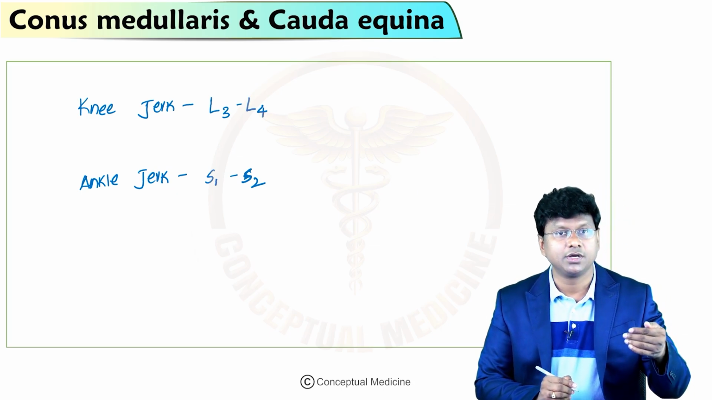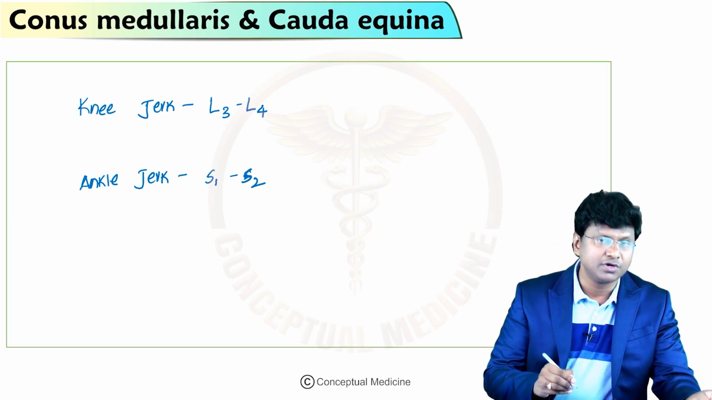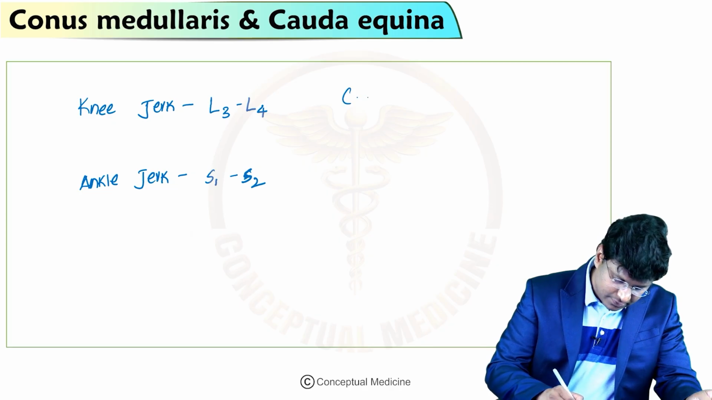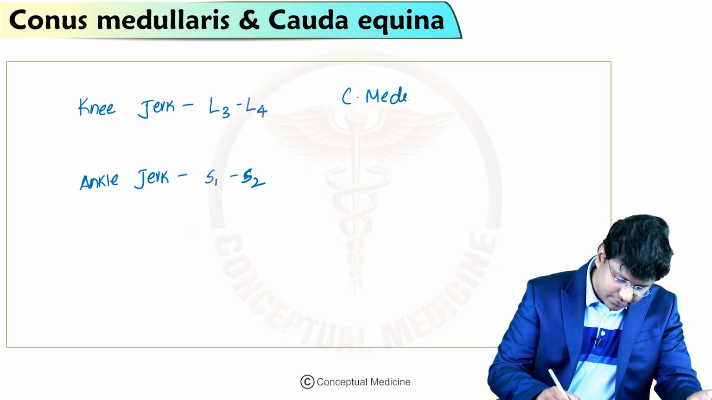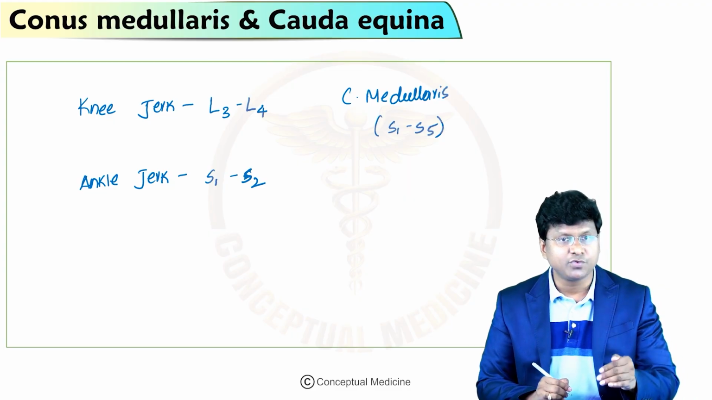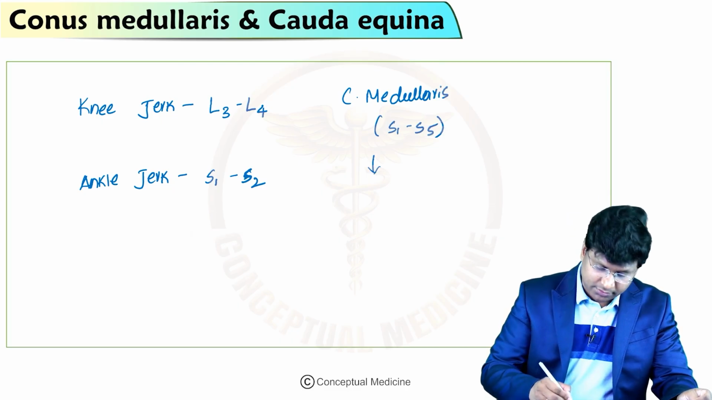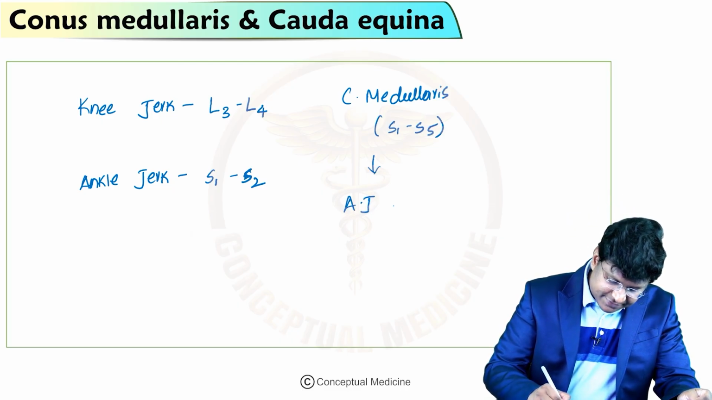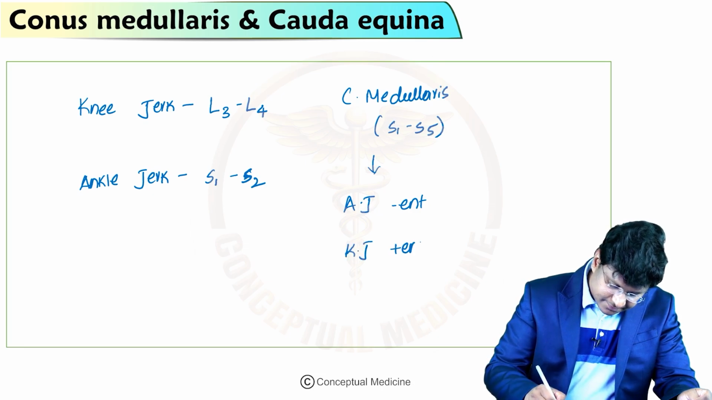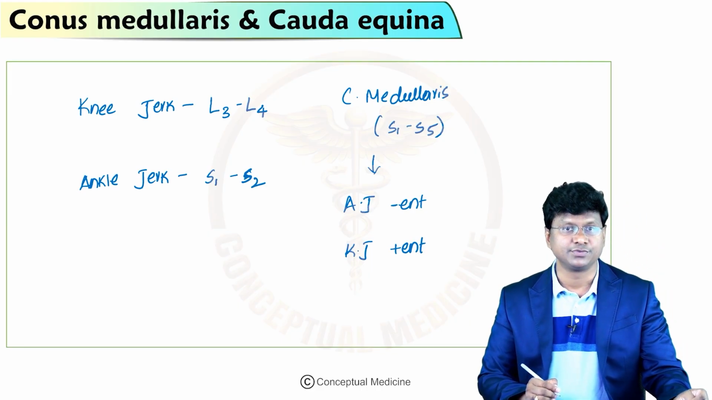So, you take in case of conus medullaris syndrome. In conus medullaris syndrome, what did I tell you? Conus medullaris contains S1 to S5 spinal nerves. So, in case of conus medullaris syndrome, because the sacral spinal nerves are gone, ankle jerk will be absent, whereas knee jerk will be present.